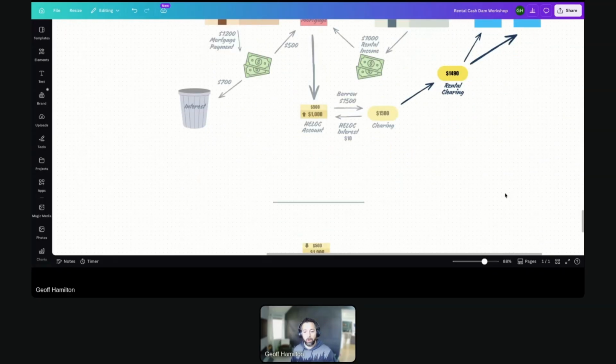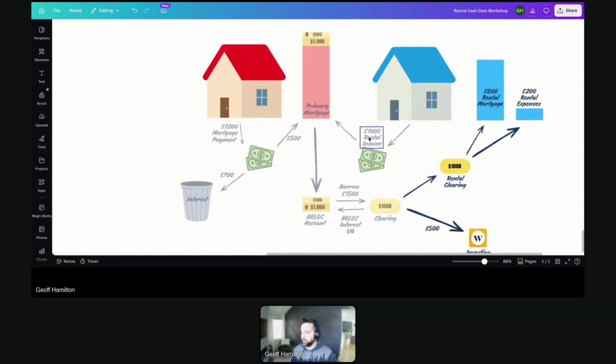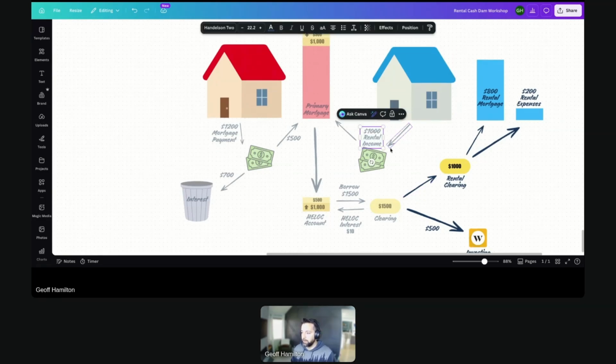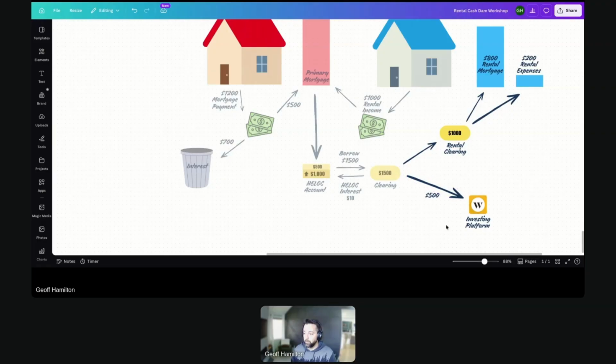But what if you're cash flow positive? If you're cash flow positive, you're going to take that rental income, put it in like this. Say you're going to have $1,500, and your expenses are only $1,000. So now $1,000 is going to get split up between your rental mortgage and your rental expenses, $800 and $200 in this case, and you have $500 left over. Now you have money left over to put towards your future investments.